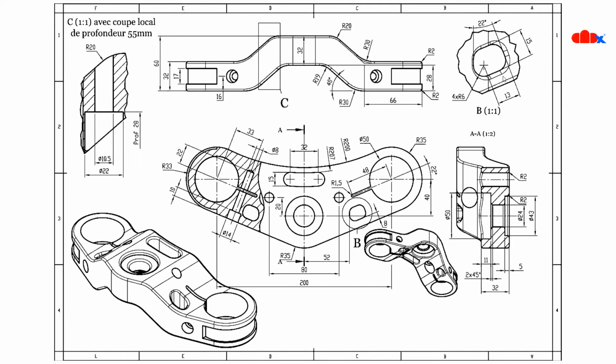If you see this is the detailed view taken from here. And if you see this is the detailed section view taken from here. Other than this, you have one isometric view and all the dimensions. So to create this drawing, first we will create all these drawing views. We will place the center lines and then we will add all the dimensions one by one. So let's create the drawing.